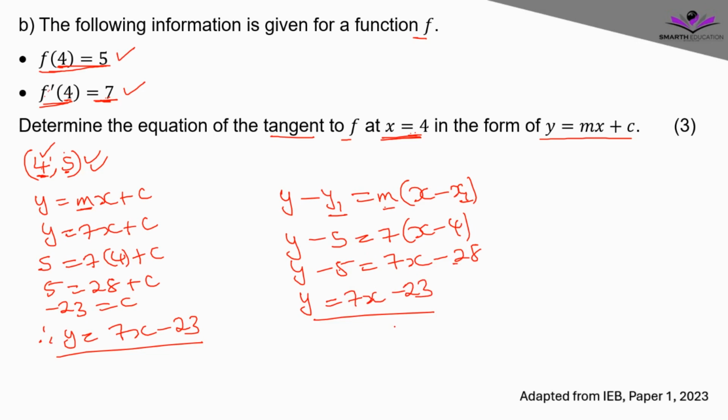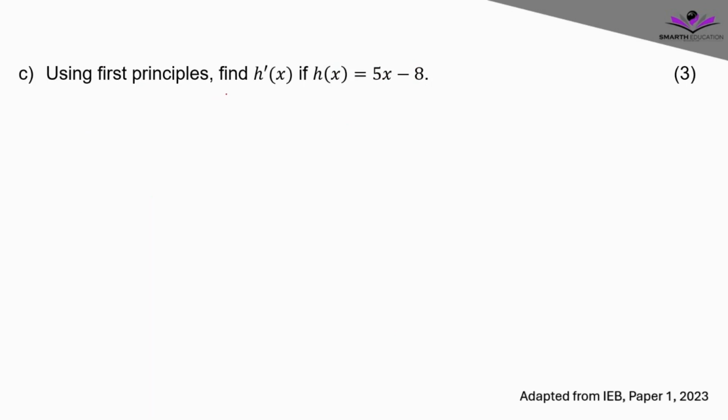Okay. Let's do the last one, for C. Using first principles, find the derivative of h of x if h of x is equal to 5x minus 8. Now we already know the derivative of h of x here is equal to 5. But we have to follow all the steps. When they say use first principles, we have to follow all the steps.